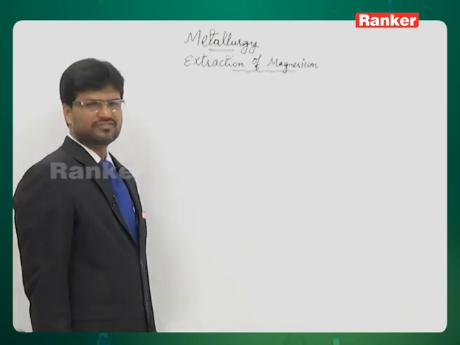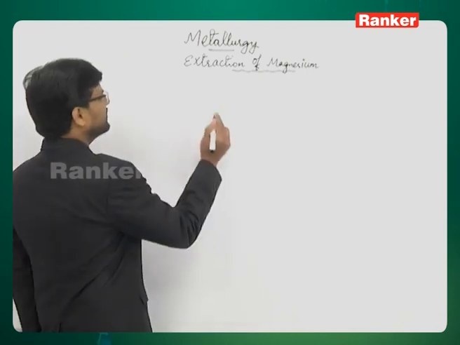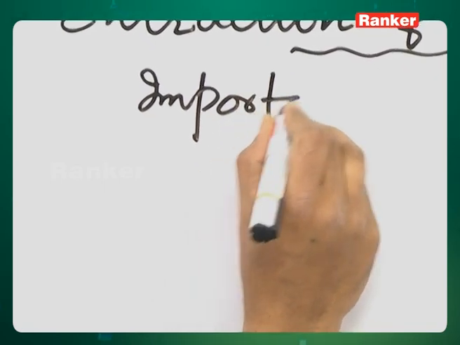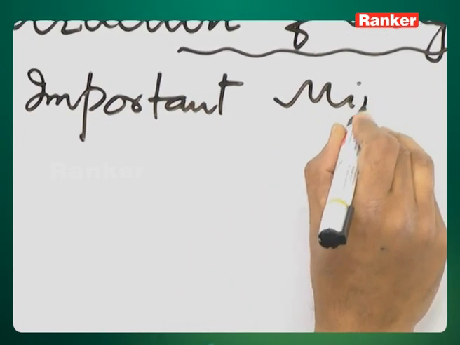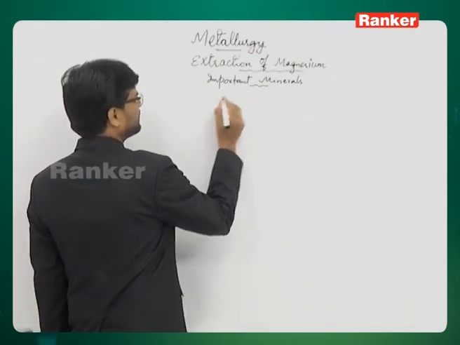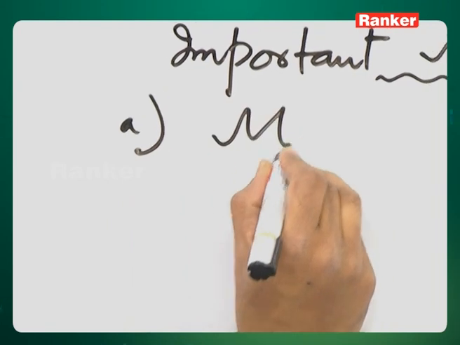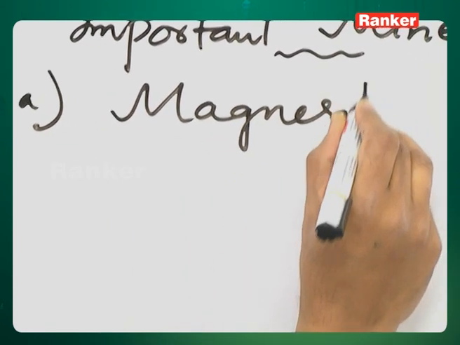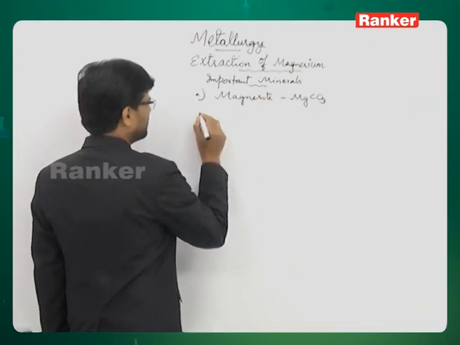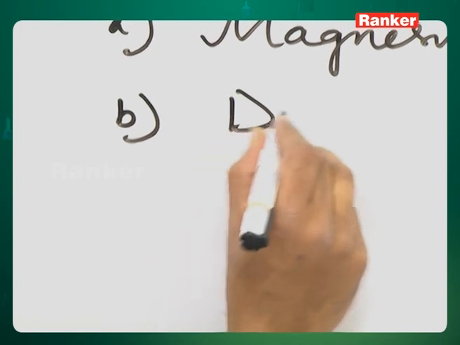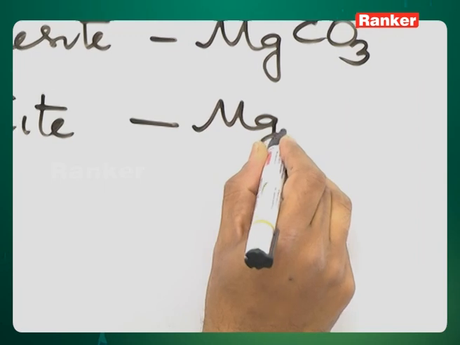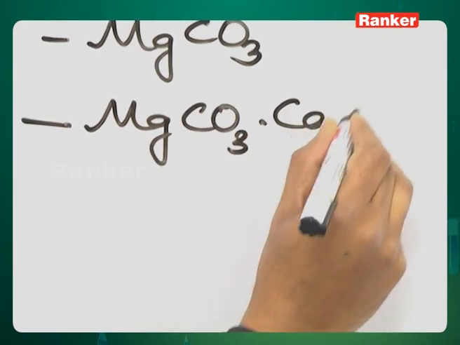First of all, I will give the list of important minerals of magnesium. Important sources or important minerals of magnesium. A, you have magnesite. Magnesite is MgCO3, and B, dolomite. Dolomite is MgCO3.CaCO3.